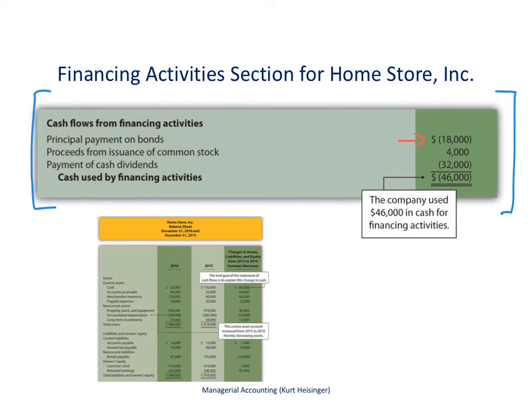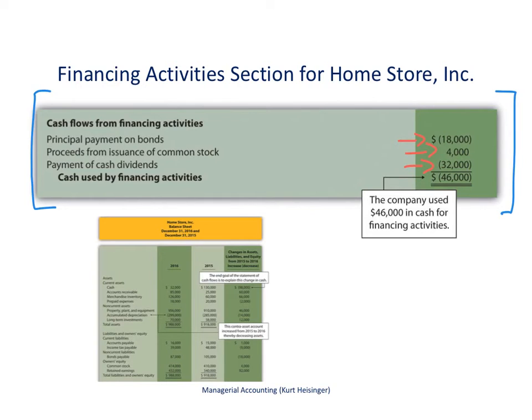So that's $18,000 in cash that's going out. It also shows us that we issued some common stock. Remember, it's non-current liabilities and owner's equity, so that's where these all relate to. We issued some stock and received $4,000 in cash, and we also paid cash dividends, cash out to our common stockholders, of $32,000.